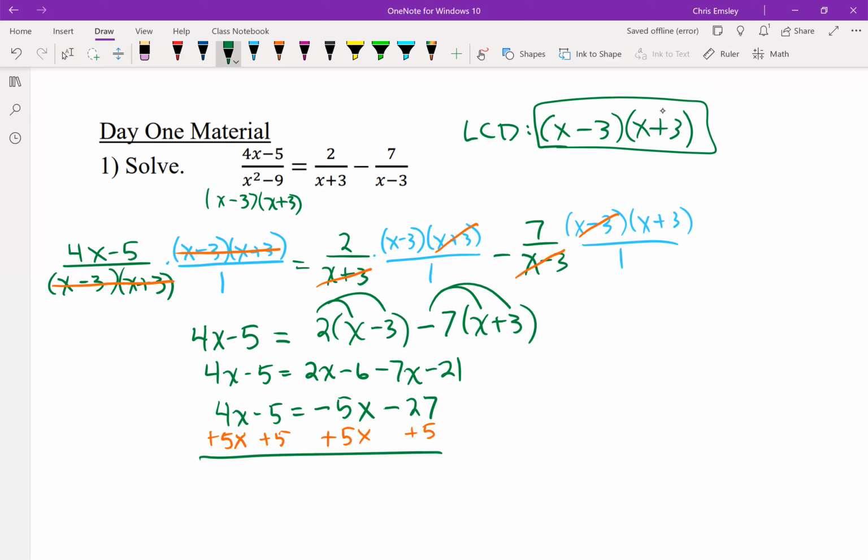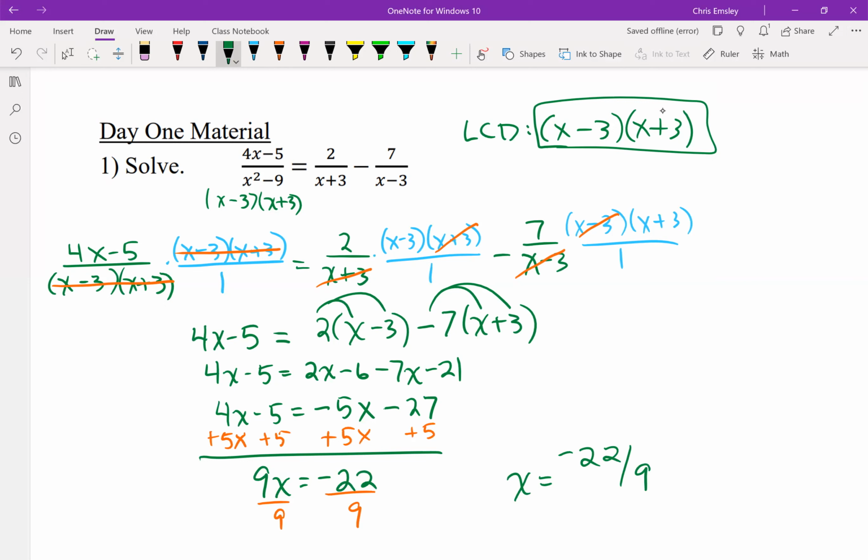That leaves me with 4x plus 5x, 9x on the left, equals negative 27 plus 5, which is negative 22. Divide both sides by 9. And there we go. We end up with x equals negative 22 over 9. That doesn't reduce, so we're going to leave it just like that.